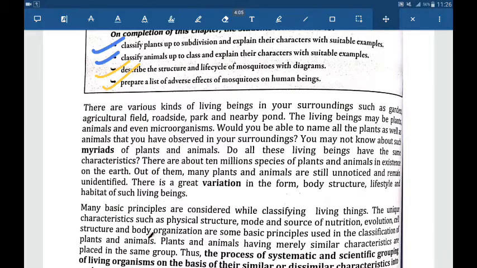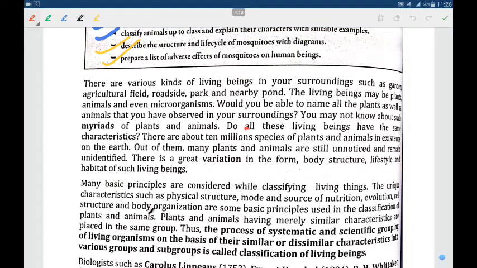Scientists have got a tentative idea that there are near about 10 million plants and animals on the earth. Still, some plants and animals are unidentified. So those people who do research will find out new and new types of either plants or animals, and they will keep them in the classification chart.